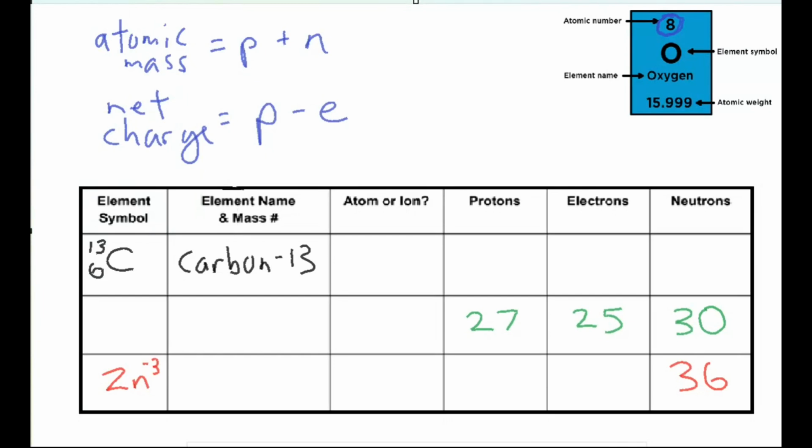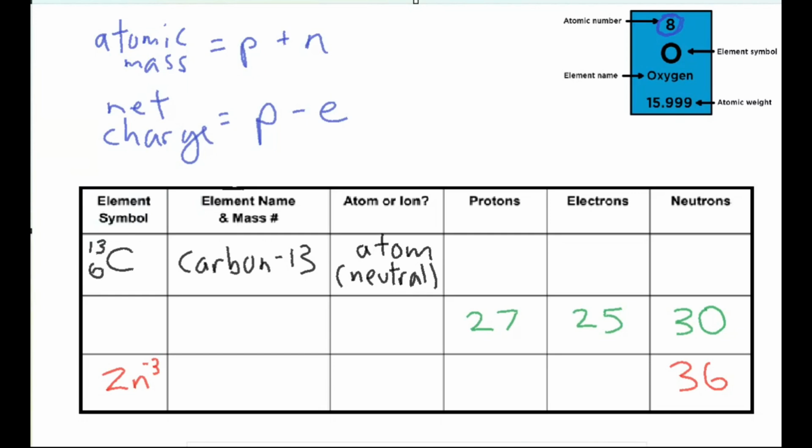Now, the reason why you attach the mass with the element name is because the mass can vary based on the number of neutrons, which are different isotopes of the same atom. Now, this one says atom or ion, and for this one is just going to be an atom. That actually should have been in the original problem. So this is just called an atom because it is neutral.